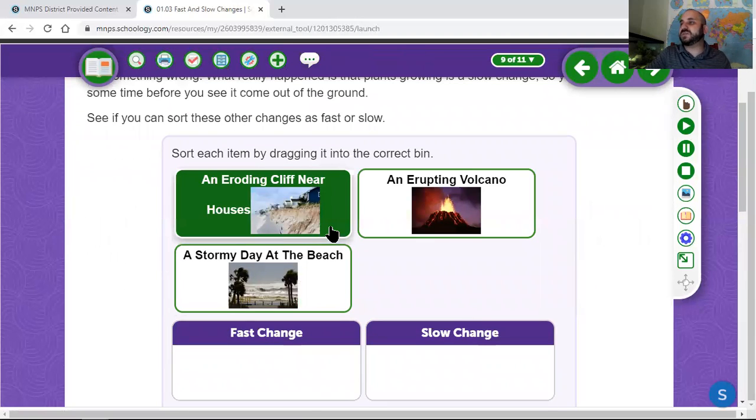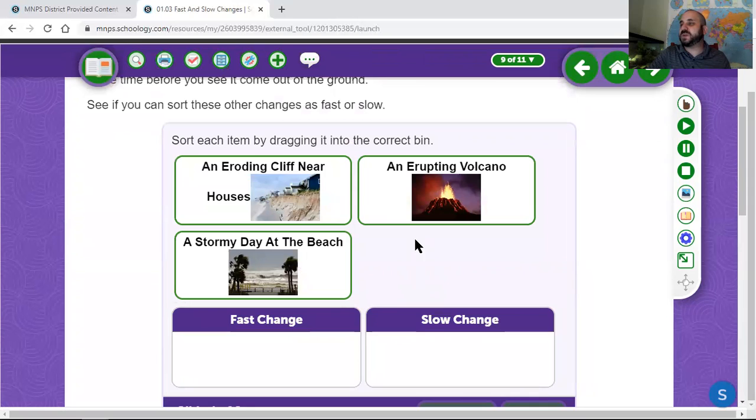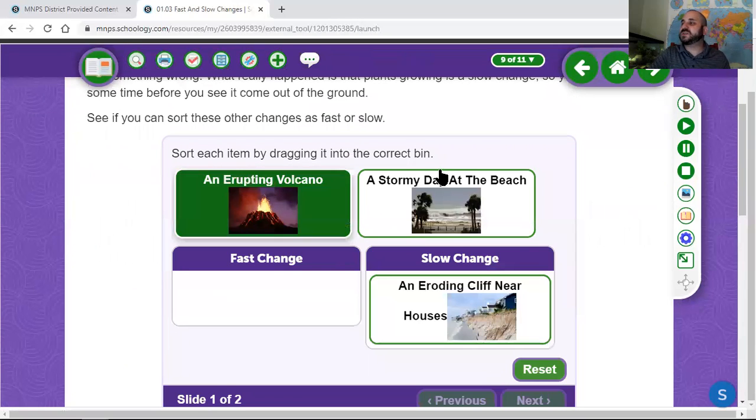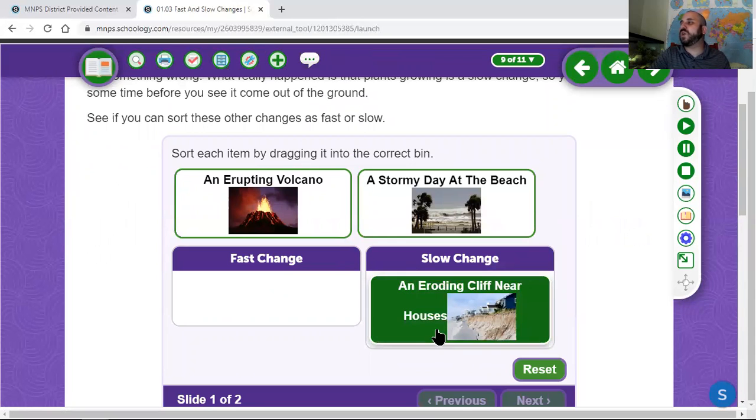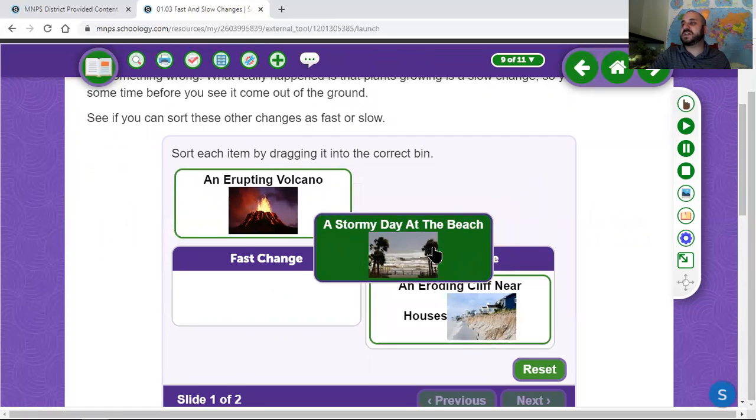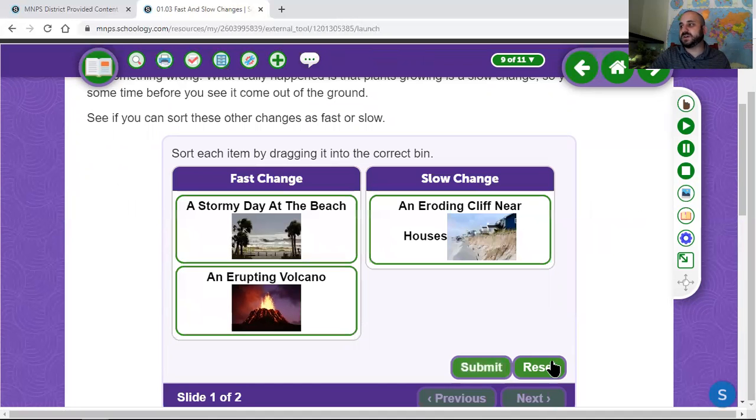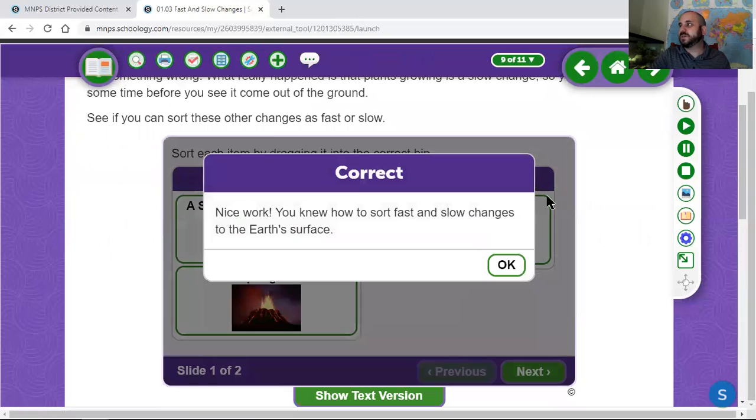An eroding cliff near a house. Would that be a fast or a slow change? I'm going to say that that would be slow because it takes a long time for that water to wash away the sand. A stormy day at the beach, that's going to be pretty fast, just like an erupting volcano. Nice work.